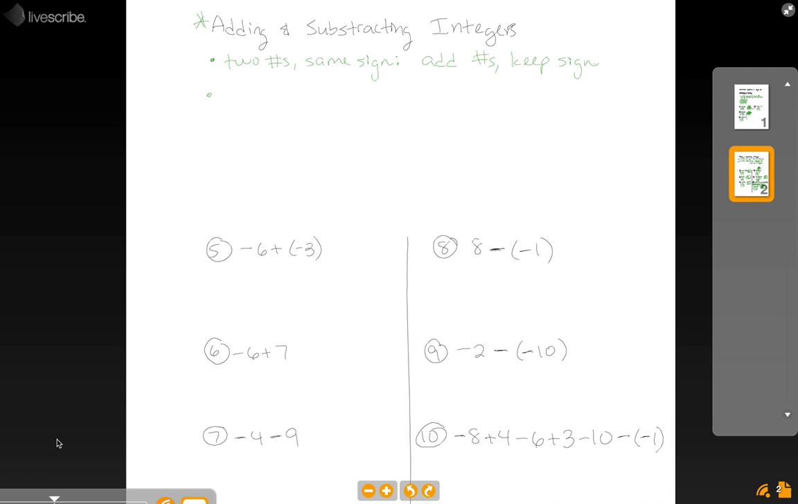And then when I have two numbers with a different sign, even though there may be a plus sign in the problem, I'm going to subtract the numbers and I'm going to keep the sign of the biggest.